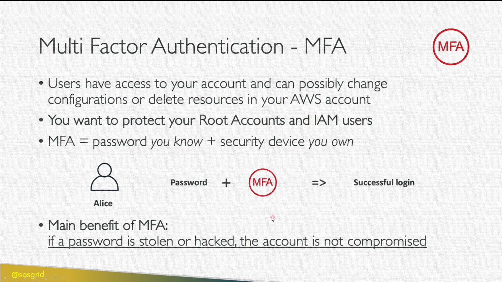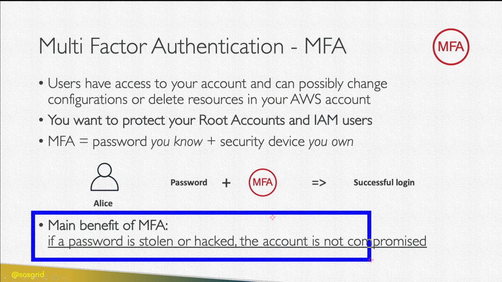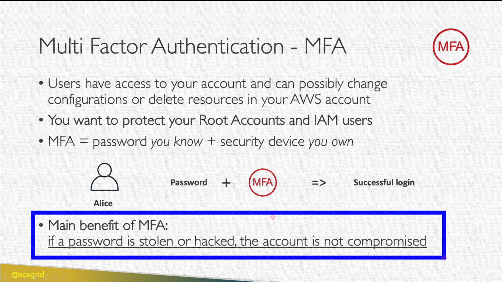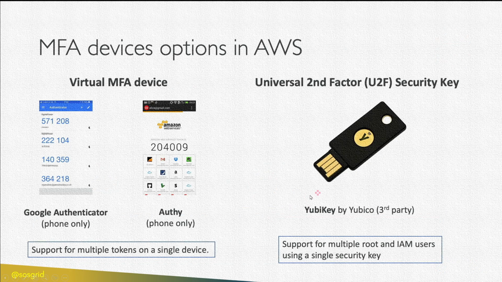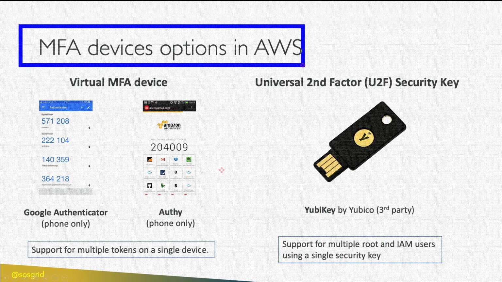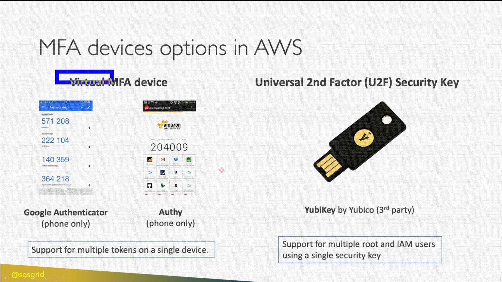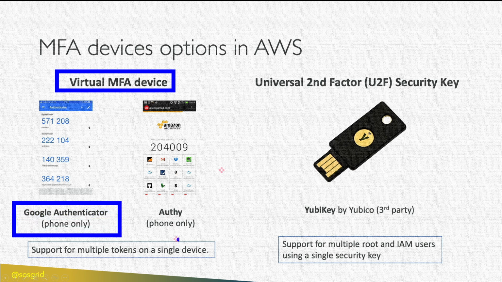The benefit of multi-factor authentication is what I just mentioned. If your password is stolen or hacked, the account is not compromised because they will still need multi-factor authentication to successfully log in to your account. These are the multi-factor authentication options in AWS. We have virtual multi-factor authentication. This is simply installing an application on your device. You can go to the Play Store or Apple Store and search for Google Authenticator, or you can search for Authy, whichever one. They both work the same way. For this tutorial, I'll quickly show how you can set it up on Google Authenticator.